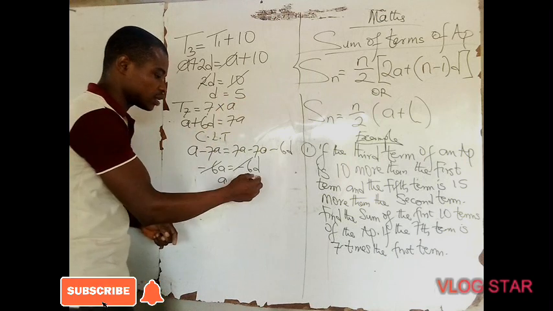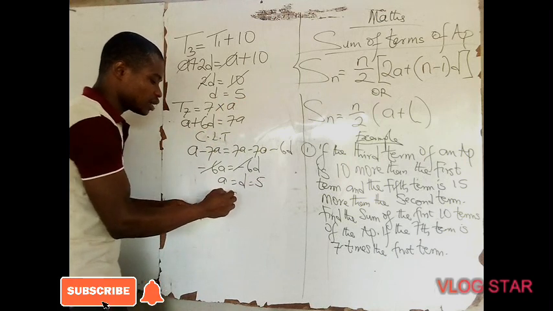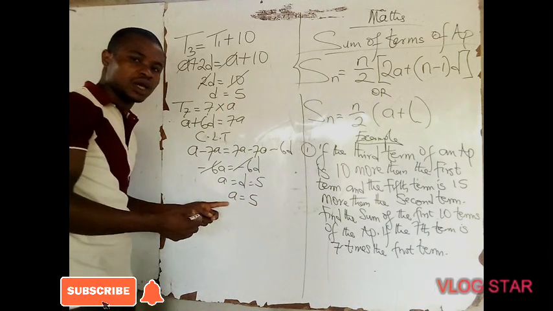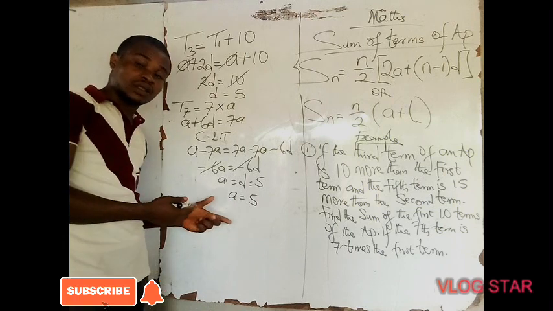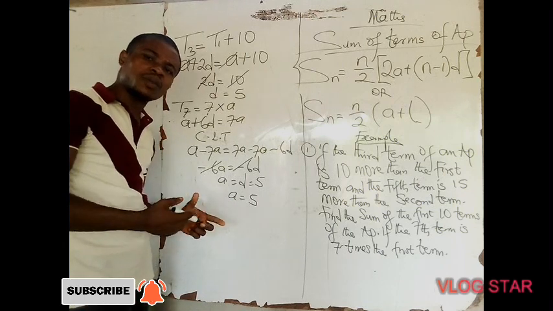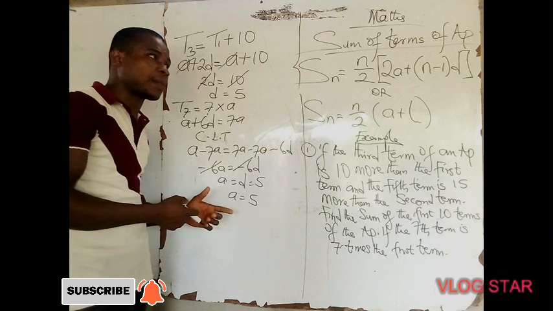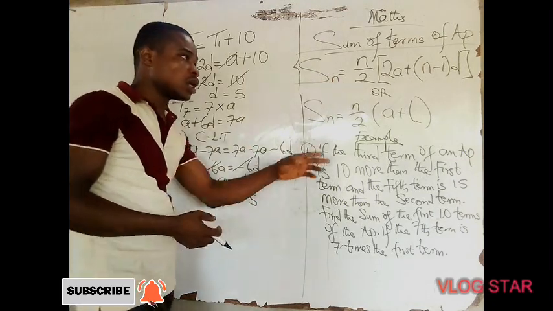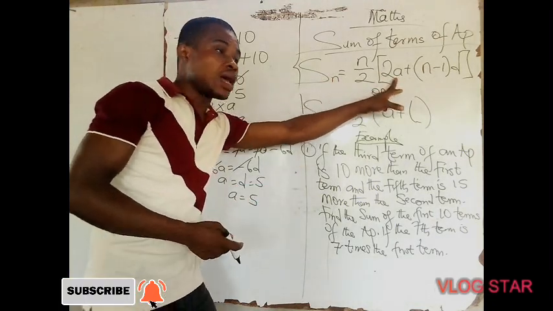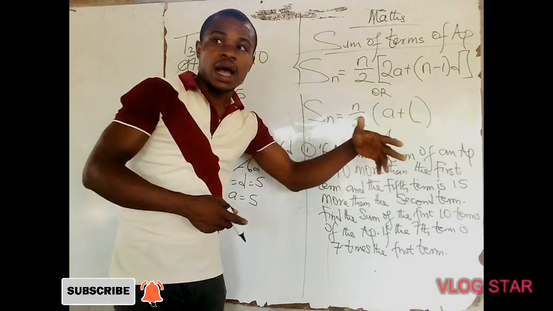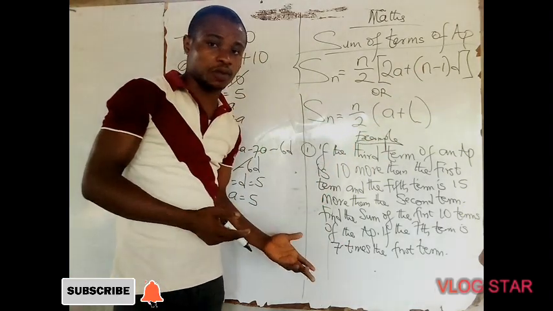The value of our d here is 5. So if d is 5, that means that a is equal to 5. So from here, we have obtained the first term of the arithmetic progression. So which of the formulas are we going to apply? Definitely you apply the first formula, which includes the first term of the arithmetic progression, the common difference of the arithmetic progression, and equally the number of terms which you are required to find.